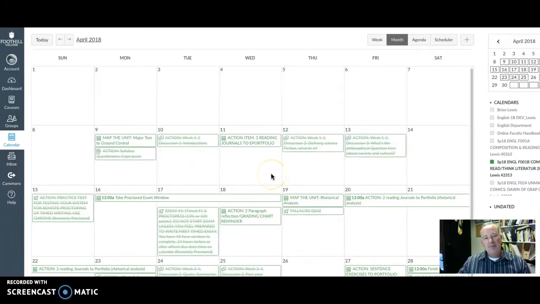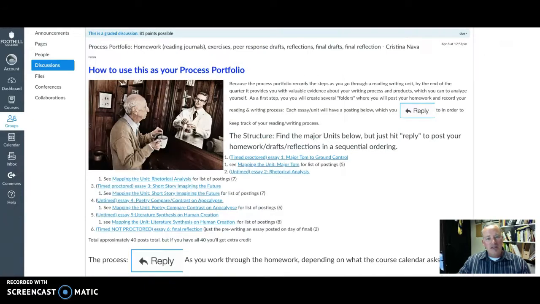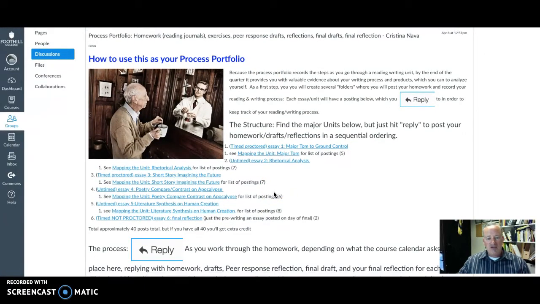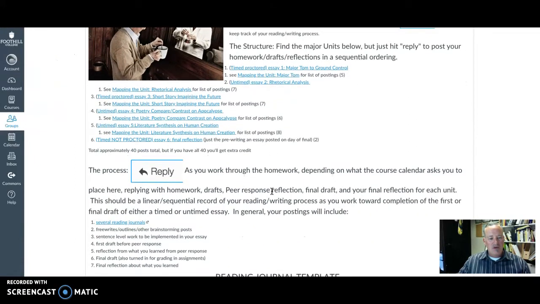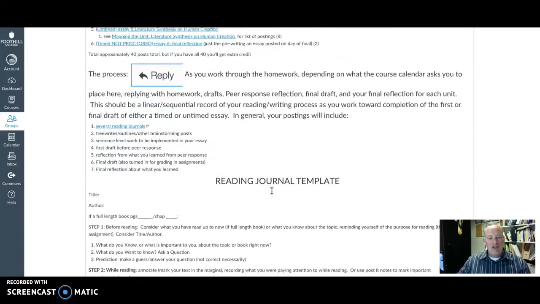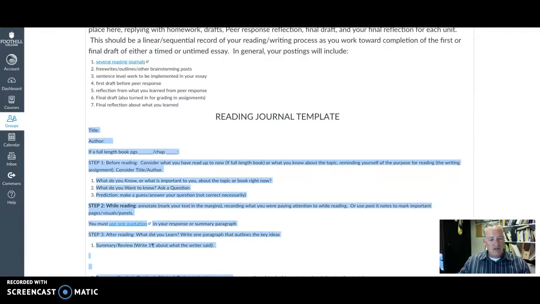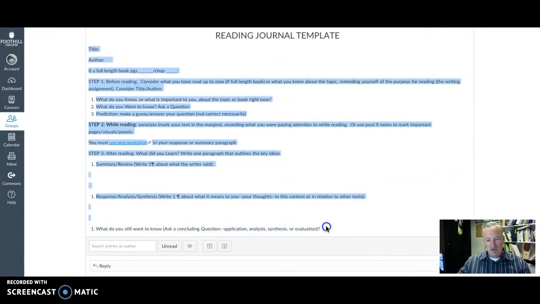Okay, so it's a pretty simple process, and it requires you to simply reply to this portfolio page as you go through the process. We're going to do that right now and show you how it would happen. So here's a sample reading journal template. It's provided for you at the base of your portfolio.